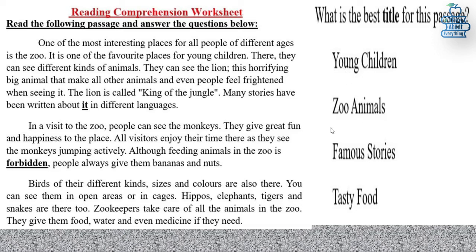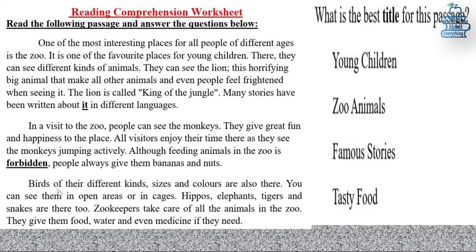Young children, zoo animals, famous stories, tasty food. This is about children, this about animals, famous stories, maybe, tasty food, maybe for animals. Okay, you now have the first and the last sentence of each paragraph. After that, you will choose the best one. Let's read together.